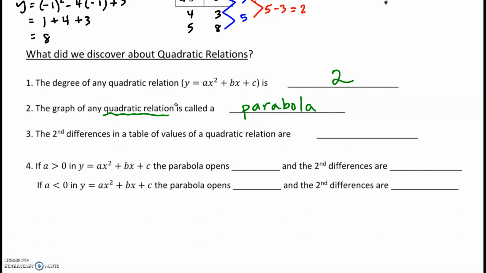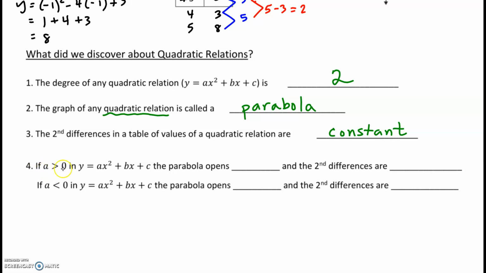The second differences in a table of values of a quadratic relation are constant. We saw that 3 times. It does not matter what you do to that x squared. Their second differences are still constant. Now this is something I didn't point out, but we'll look at it now.